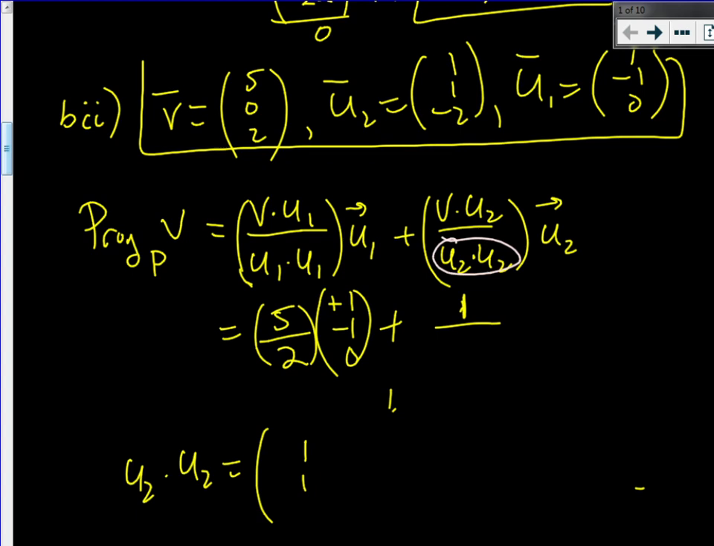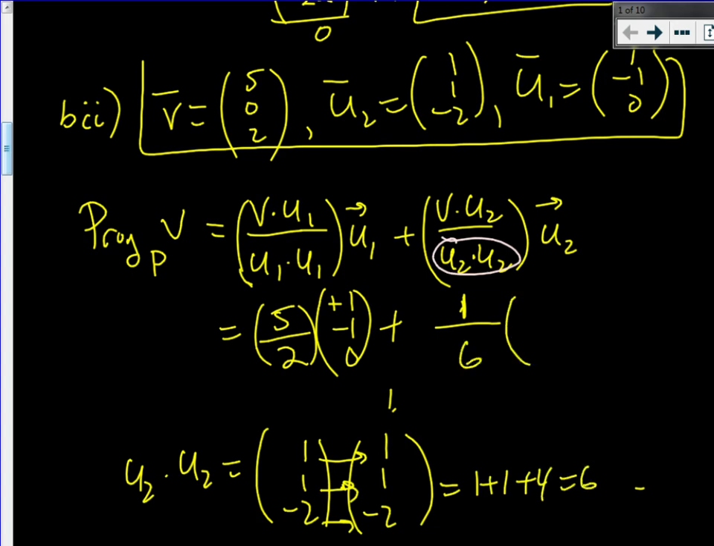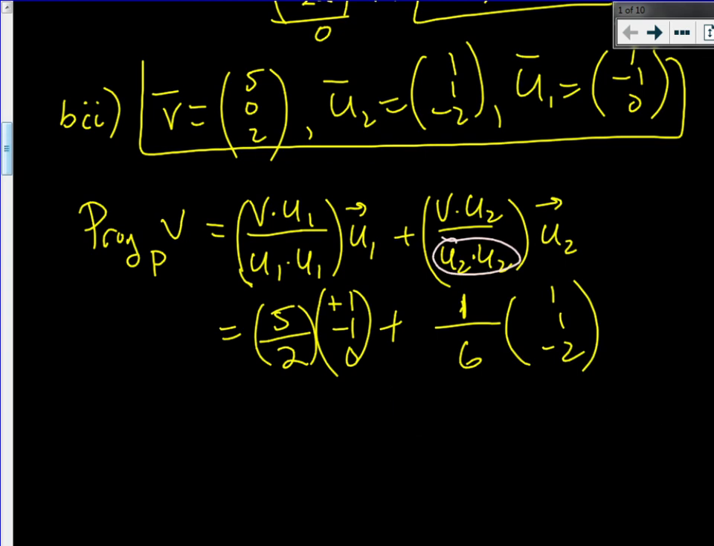U2 is 1, 1, negative 2, dotted with itself. So you get 1 plus 1 plus 4, which is 6, times U2, 1, 1, negative 2. So now I multiply 5 halves by each of those numbers. 5 halves times 1 is 5 halves. 5 halves times negative 1 is negative 5 halves. 5 halves times 0 is 0.